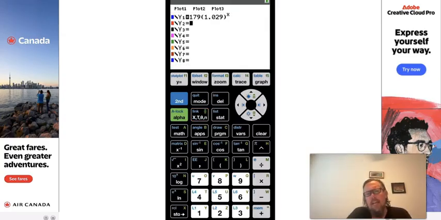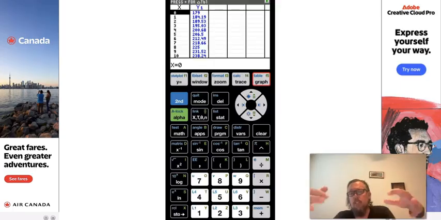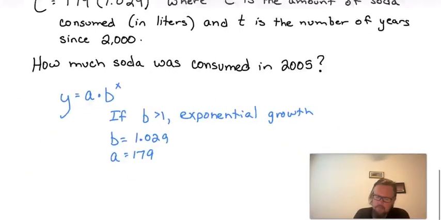So there it is. And I'm going to go ahead and look at the table. So I'm going to do second graph and look at the table. And right there, right at the beginning, I see that point 0, 179. That's the y-intercept. And I know that the x value represents years since 2000. So 0 years since 2000 would be the year 2000. So this is telling me my graph has the point 0, 179 on it.